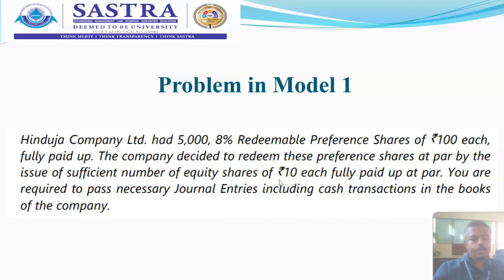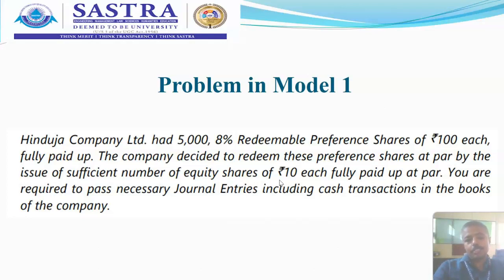Now, this is the entire question. Let me brief about it. Hinduja Company is a company that already has preference shares. Some students make the mistake of starting a journal entry for the issue of these preference shares. No, we don't need to do that. They already had 5,000 redeemable preference shares with an 8% dividend rate of rupees 100 each, which means 5 lakhs worth of preference share capital in their balance sheet.